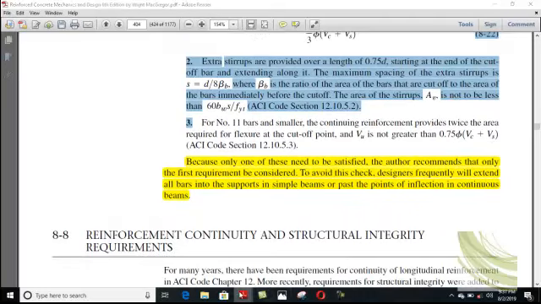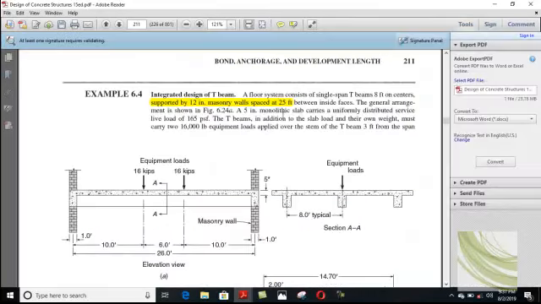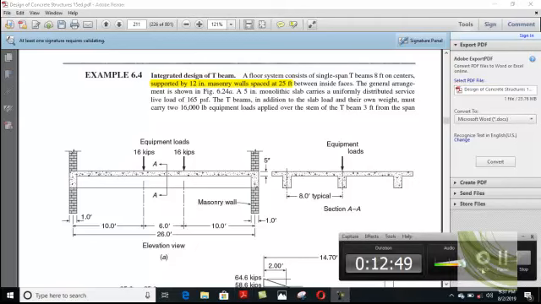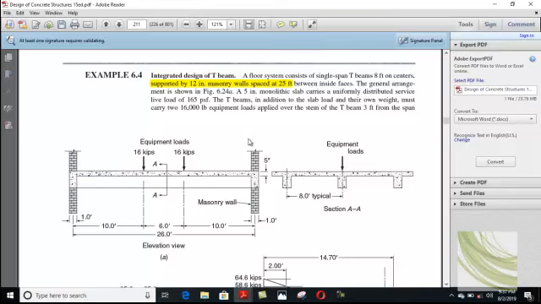Clear? Now we come to Nelson's book and we solve this example. This is a very interesting example, a very broad example. It will take a lot of time, so we need to, inshallah, cover this example. We have a lot of time, so let's start.